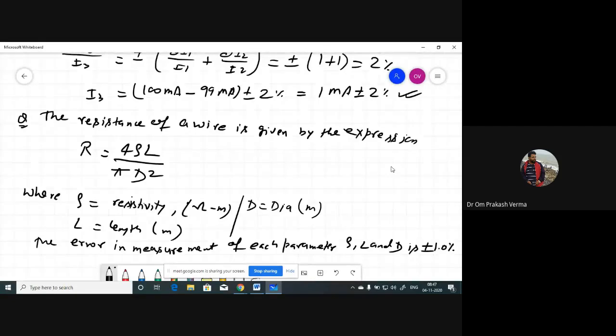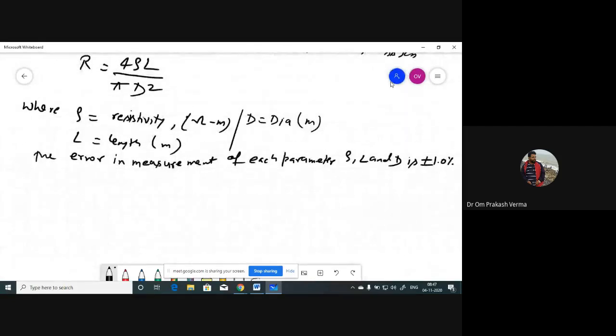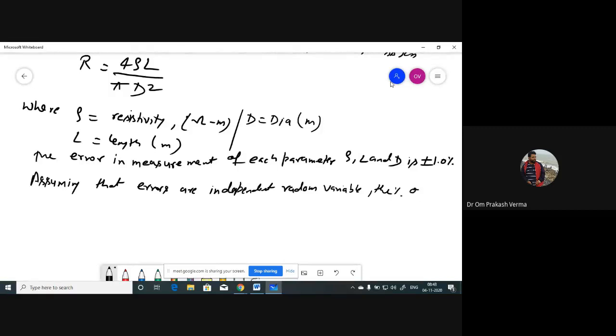Assuming that errors are independent random variables, right? So what is the percentage of error in measurement of R, capital R? You have to find this out.